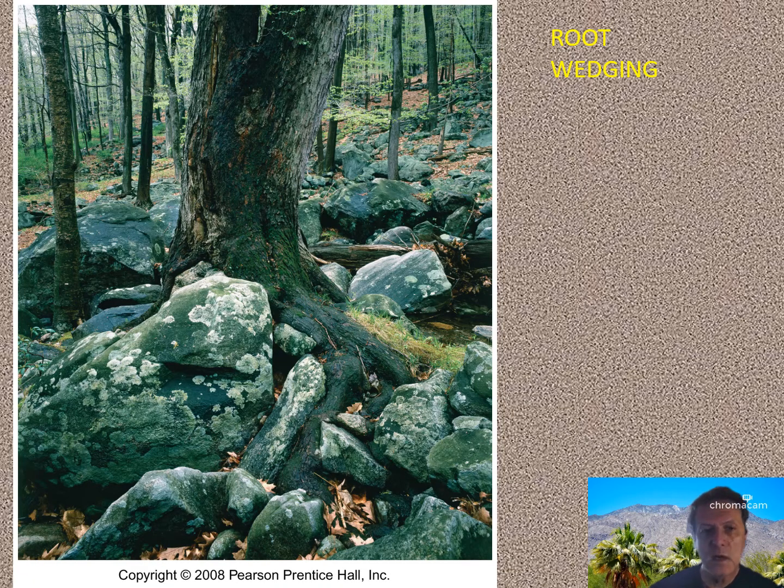This kind of wedging can also occur through active organisms, such as a tree or a plant. A tree starts growing on top of a fractured rock outcrop. As its roots penetrate into and through the fractures, and the roots get bigger and bigger, they exert physical force, forcing the rock apart.